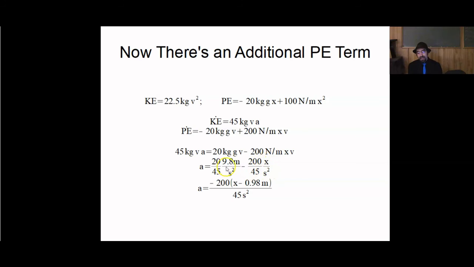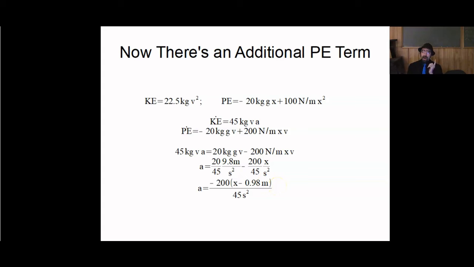Now notice I can factor out 200 over 45. I get that this is equal to negative 200 over 45 per second squared times x minus 0.98 meters. So I get that the acceleration is proportional to the distance from some equilibrium point or some center point, if you will, in the opposite direction. Which you've seen in springs.